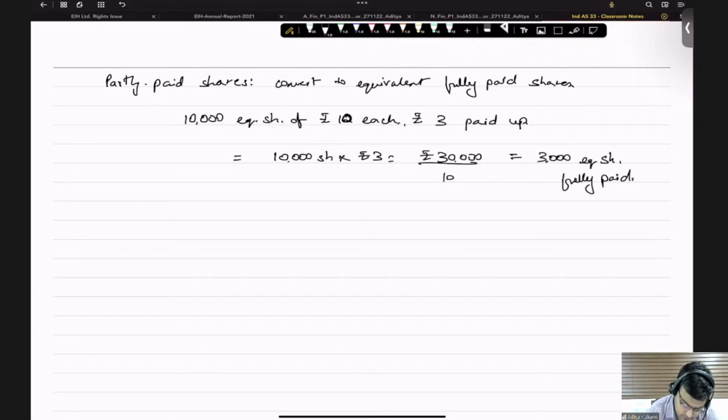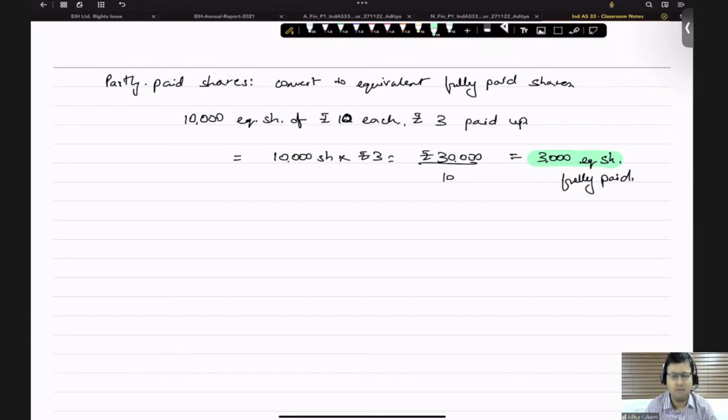And I will base my EPS calculation on 3,000 equity shares, because in my capital structure, what I have received is essentially only 30,000 rupees. I have not received 1 lakh rupees. I have received only 30,000 rupees, which is the equivalent of 3,000 equity shares. So the next point is, when I talk about equity shares, if it's partly paid, I will be converting it into fully paid by taking the equivalent number of shares.